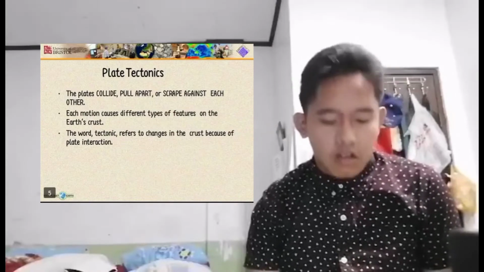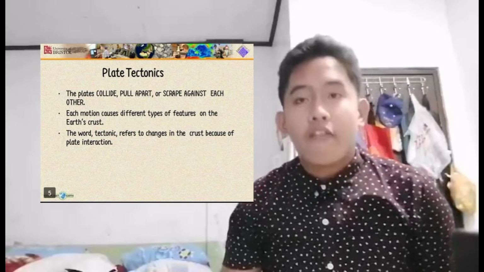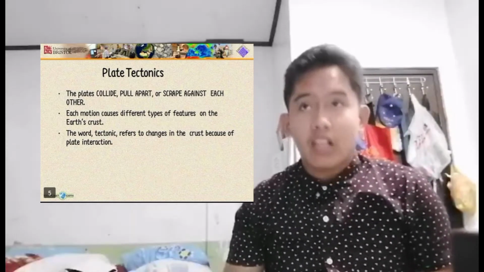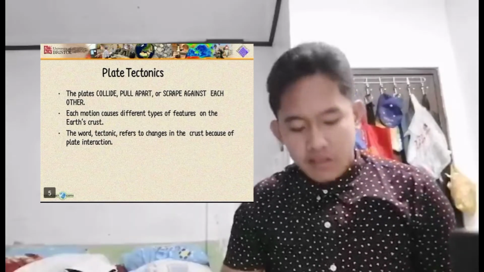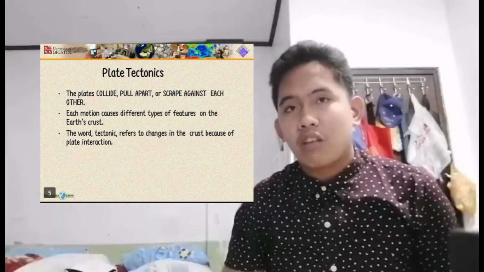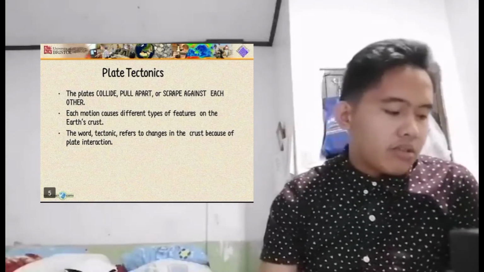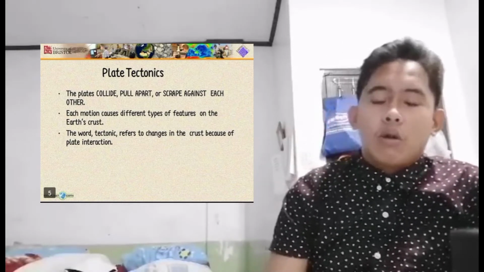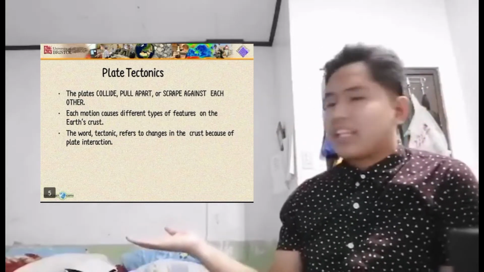There are different kinds of plate boundaries. Some plates collide, pull apart, or scrape against each other. The plates that collide are called convergent. The plates that pull apart are called divergent. And the plates that scrape against each other are called transform. Each of those motions causes different types of features when expressed. Also, the word tectonic refers to the changes in the crust because of plate interaction.